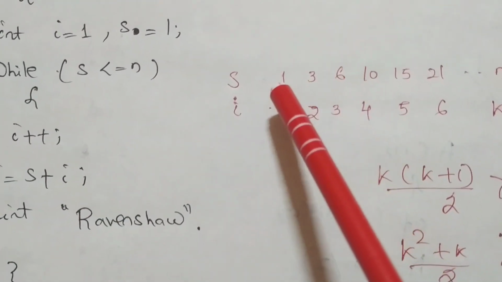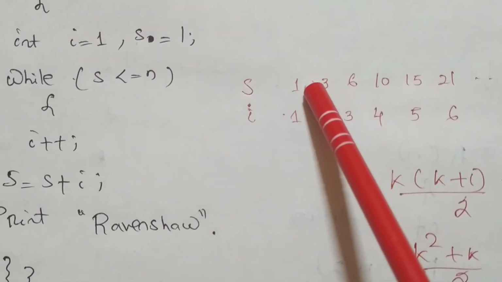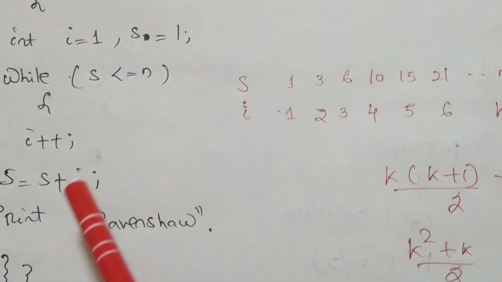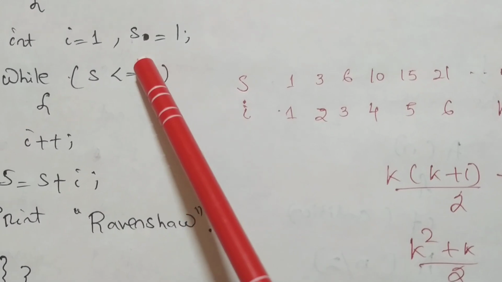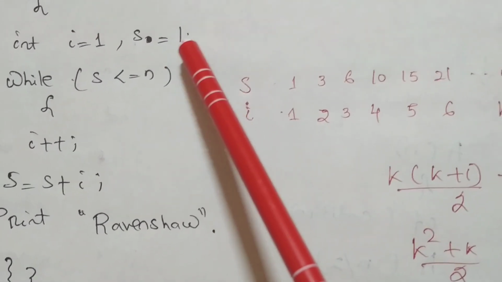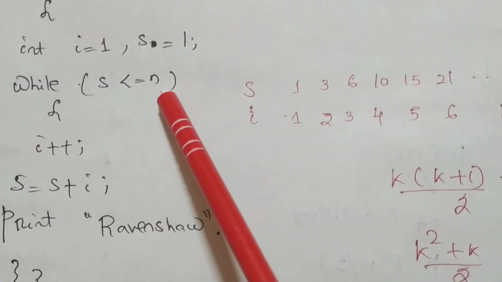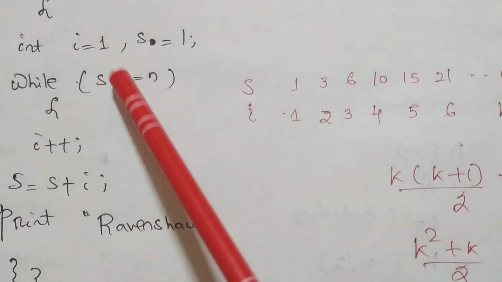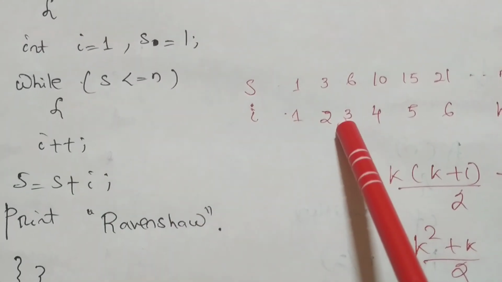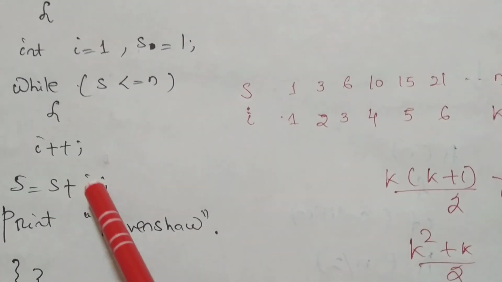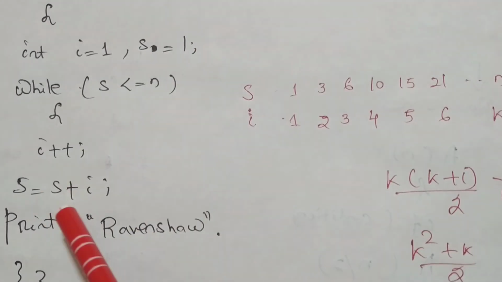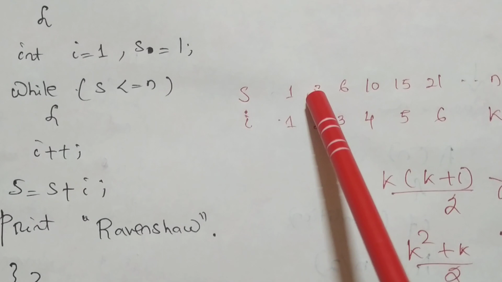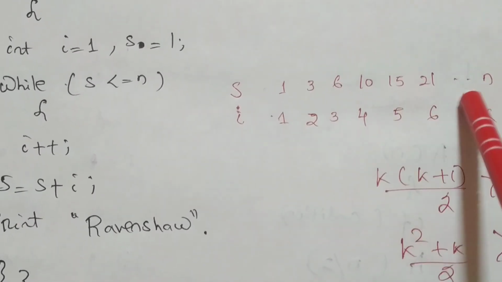So here you can see the value is s equal to 1, and here i equal to 1. Okay. And s is initialized already as 1. So when s equal to 1, suppose n equal to 5. So 1 is less than 5, so i is incremented. It becomes what? 1 plus 1 equal to 2. Okay. And s equal to s plus i. So previously it was 1, so it becomes what? 1 plus 2, that is 3. Okay. According to that, we'll get this series.